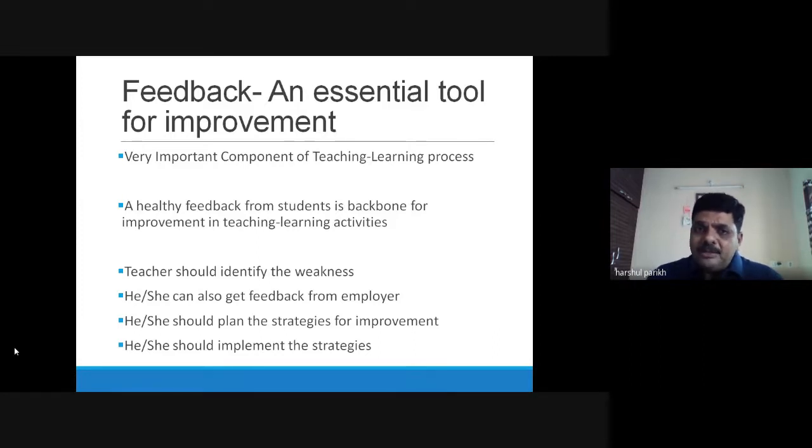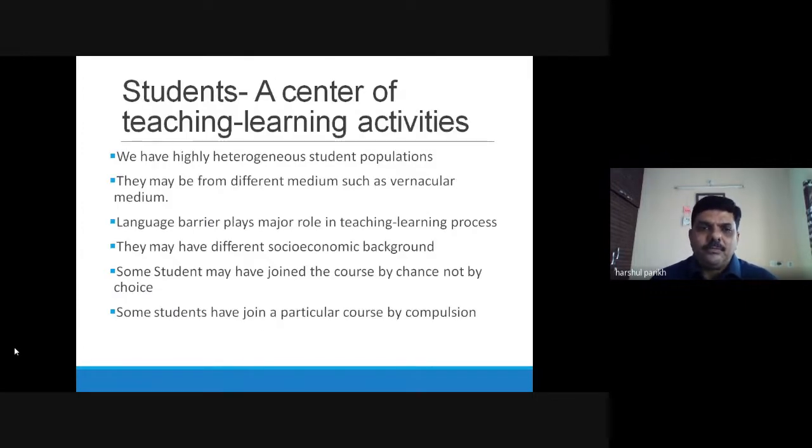The teacher should plan strategies for improvement and implement those strategies. So overall, this is modern pedagogy, where the student is at the center of teaching and learning activities. But the thing is that there are some barriers. Which kinds of barriers do we face in our day-to-day teaching practices?